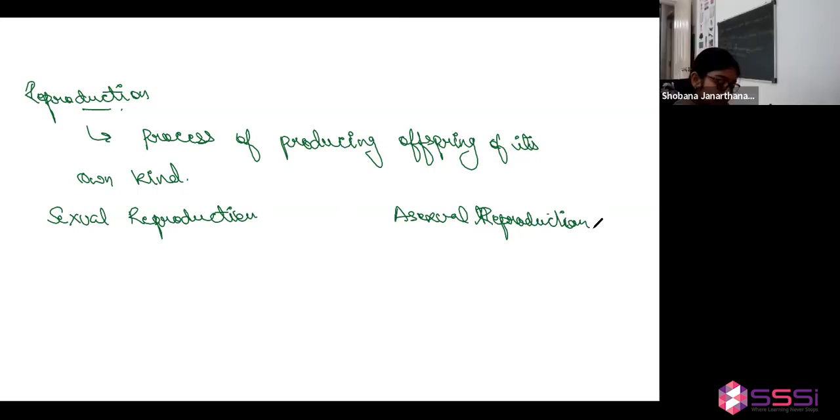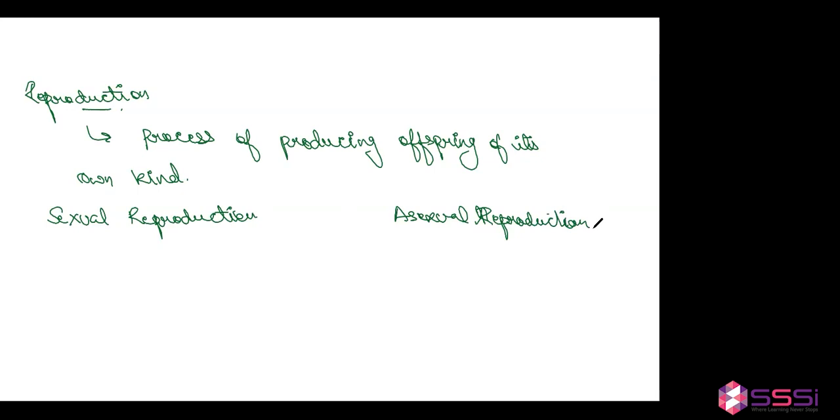Do you know what sexual and asexual reproduction are? In sexual reproduction, a new plant is formed by the fusion of gametes.